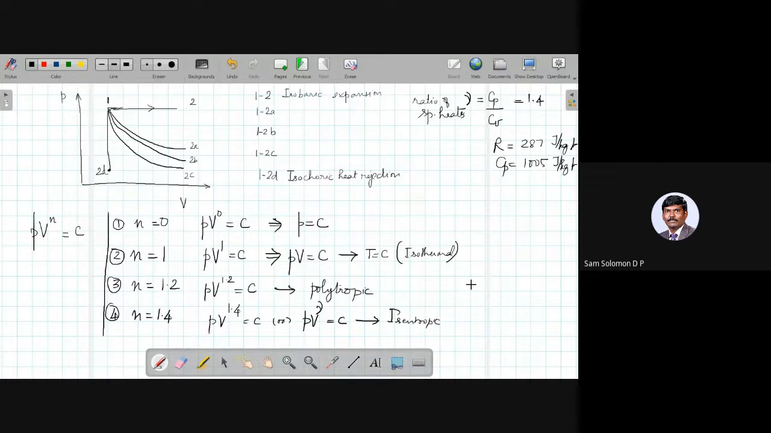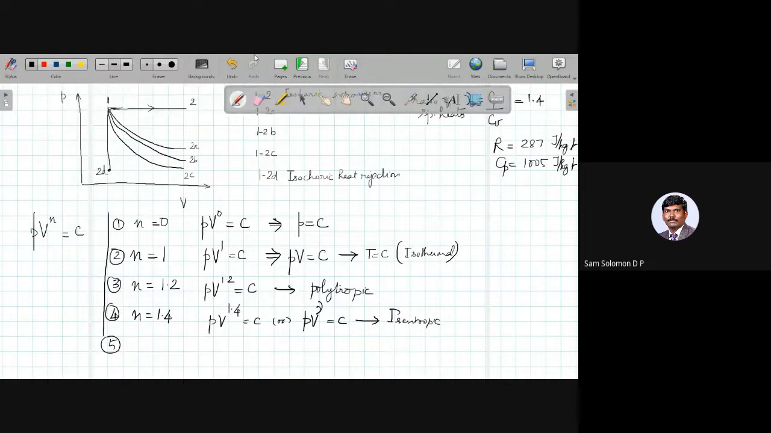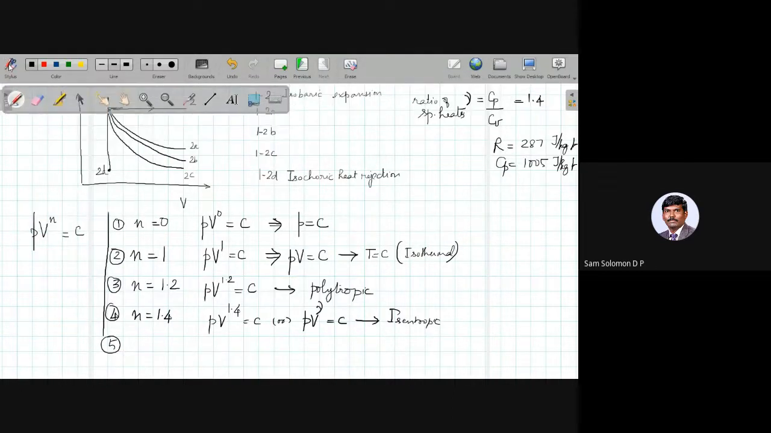Okay. And the last one is n equal to infinity. You can't substitute PV^infinity equal to constant directly. I'll show you the proof of it on the next page. And this one is isochoric.